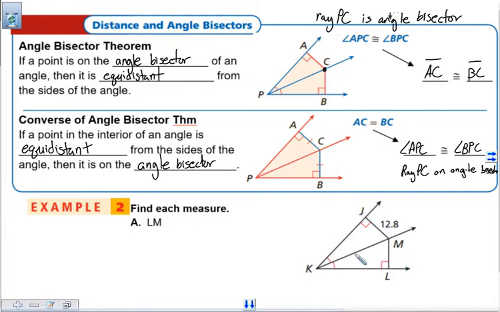So in our next picture, we know we have an angle bisector because we have arc marks down here showing us that these angles are congruent. And because of that, what is the length of LM? It is 12.8.